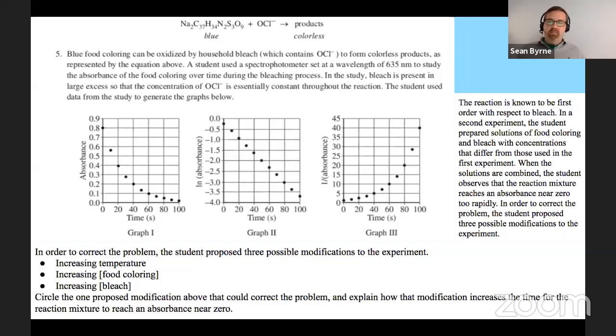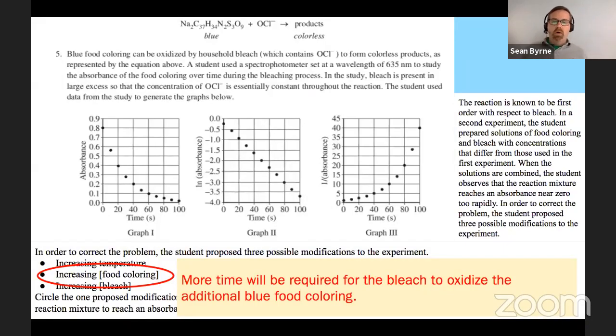Okay, increasing the bleach: in this example, we already have bleach at such a large excess that it's essentially constant throughout the reaction. And so it turns out that increasing the food coloring is the best way to decrease the rate of the reaction so it's not happening so fast, because it's going to give this reaction more time for the bleach to oxidize the food coloring that is there. It was running out of blue food coloring too quickly for the absorbance to catch up, or for the spectrophotometer to be able to measure what's happening with this reaction.